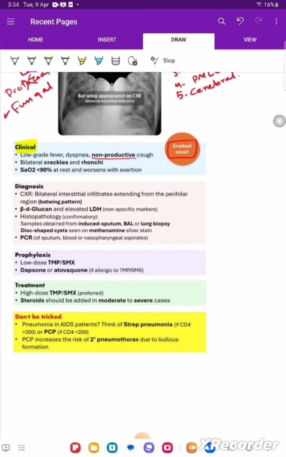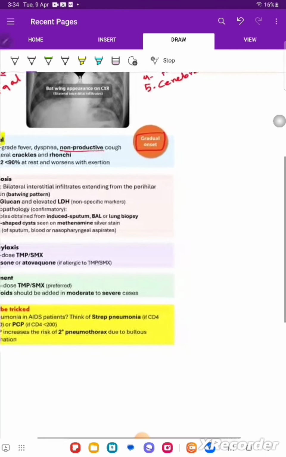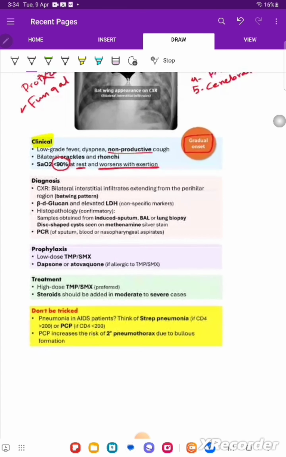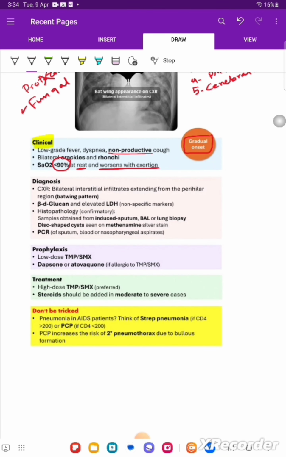And on auscultation, you can find crackles or rhonchi. This is normal for any pneumonia. And what's important is that saturation is usually less than 90% at rest and worsens with exertion. This point is very important. It will give you an exam scenario about a case in which the saturation drops more when he walks, for example. At this point, you should think of pneumocystis pneumonia.